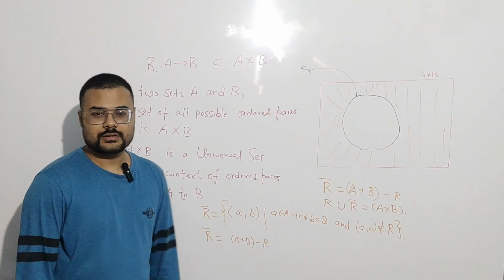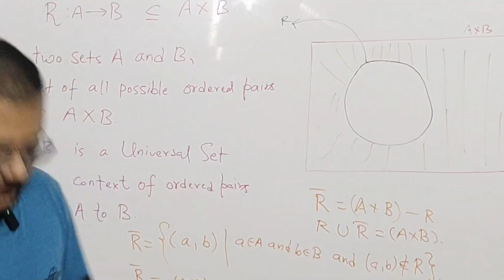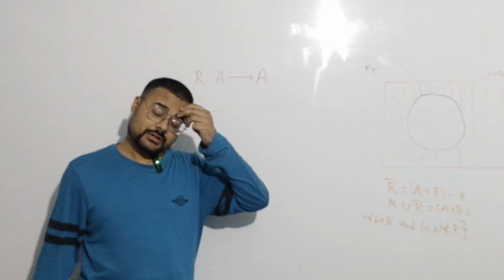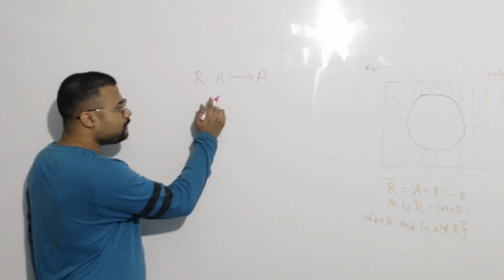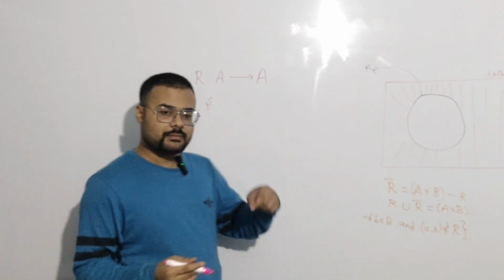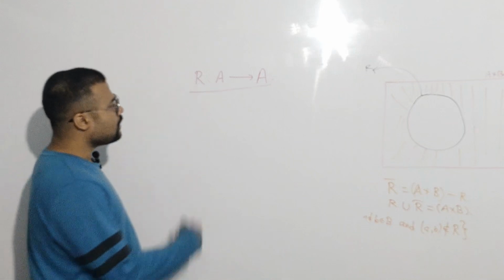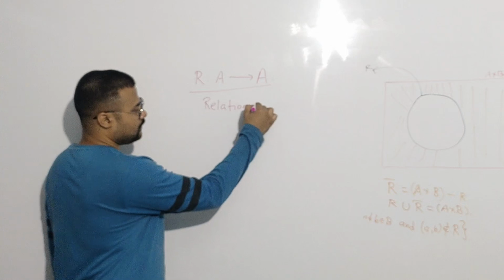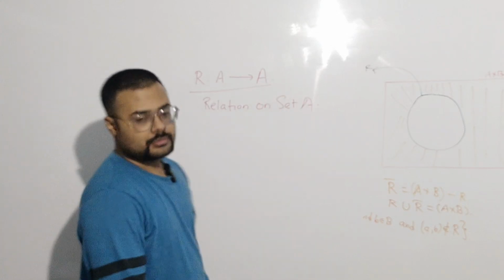Now in the next video, I will start relations of the same set A, which is to say relations from set A to A. What does it mean if I say a relation from A to A? It means how the elements of a set are related to each other, or how one element of a set is related to some other element in the set. This type of relation we call a relation on set A. Thank you very much.